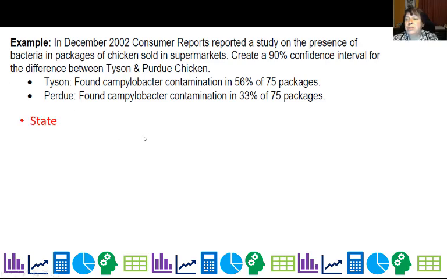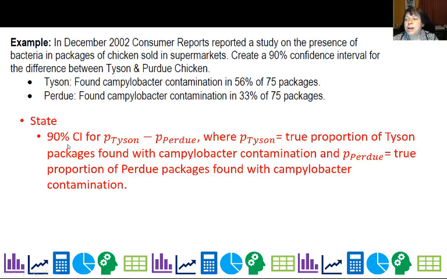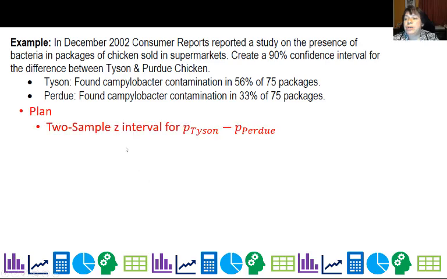So first of all, let's state what we need to find, which is a 90% confidence interval for the difference in these two proportions, where P Tyson is the true proportion of Tyson packages found with this contamination, and P Purdue is the proportion for the Purdue packages. And now we'll go ahead and do our plan, which is a 2-sample Z interval for P Tyson minus P Purdue. And it's good to go ahead and list labels like this in context. It makes it real clear you know what you're talking about.